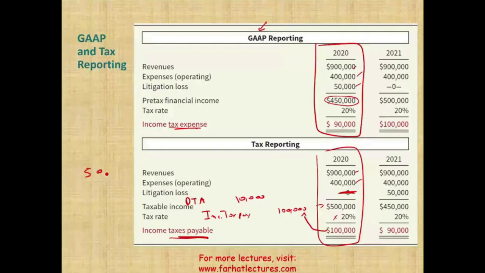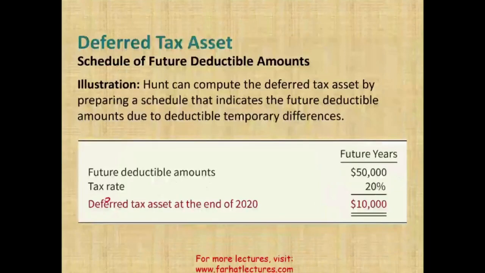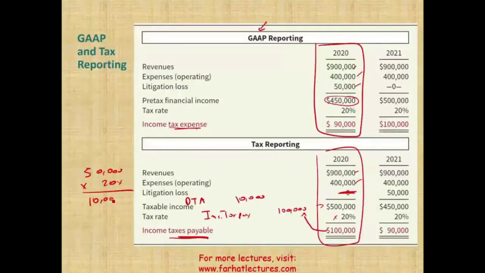The deduction equal to $50,000 times 20%. So in the future, when I pay that lawsuit, I'm going to be saving $10,000. Therefore, I have a deferred tax asset. Therefore, I book my deferred tax asset of $10,000.